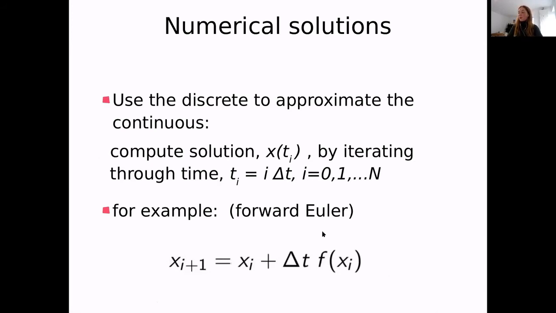And this is how we do this using the Euler method. And you recognize this is a discrete dynamical system. So we have the state at the next time point is the state at this time point, plus our time step times the function that defines our dynamical system. Okay.